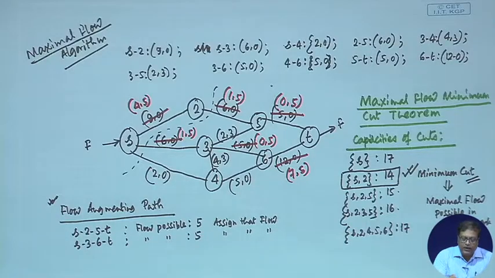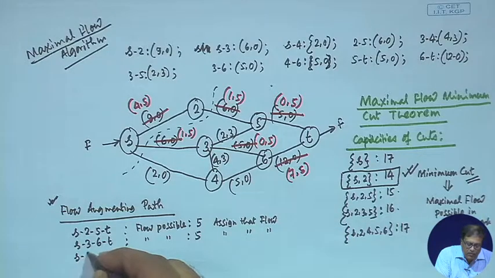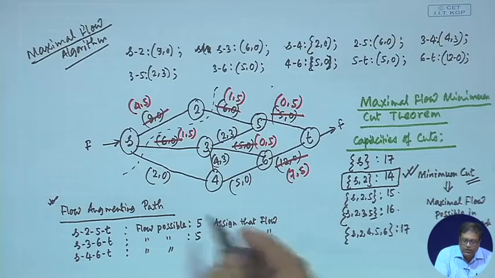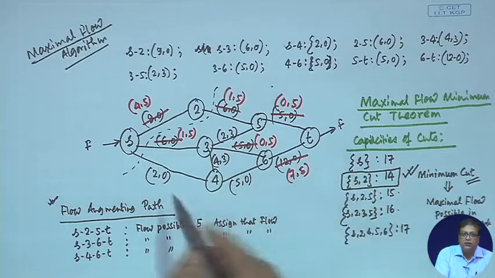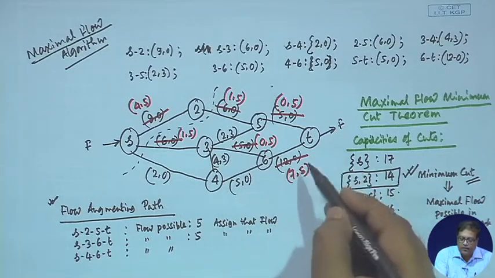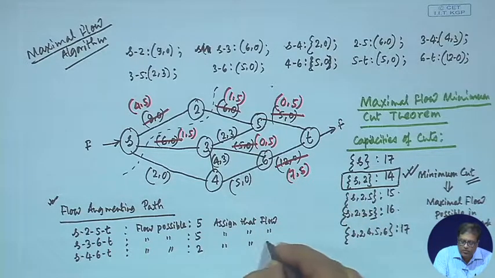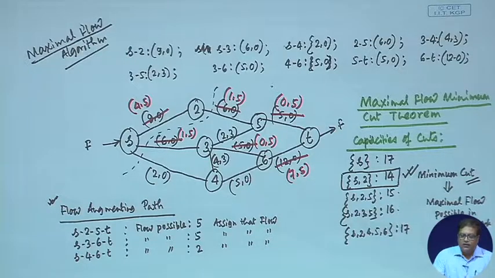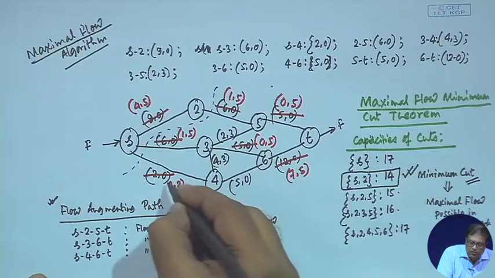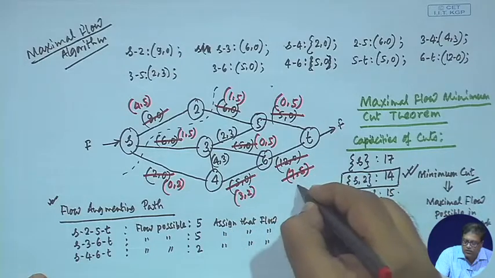Now, another flow augmenting path, let us find S4 6T. How much flow is possible? Can you see? Because it is 2 0, a flow of 2 is possible, 5 7 5. So, only a flow of 2 is possible. So, again assign that flow. Again this 2 0 will become 0 2, 5 0 will become 3 2 and this will become 5 7.